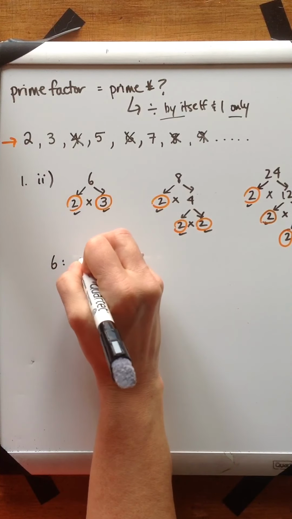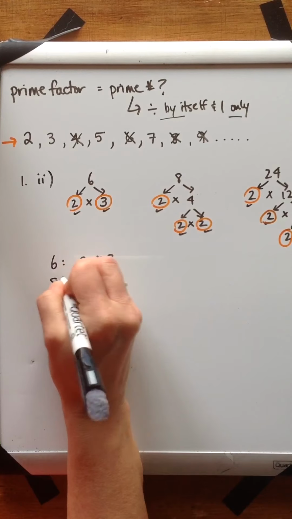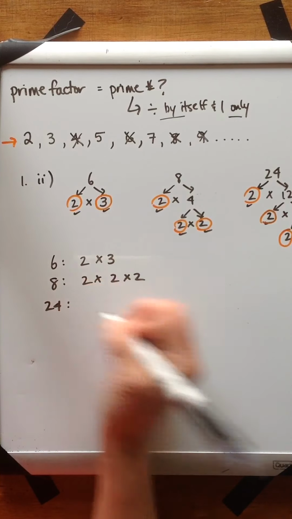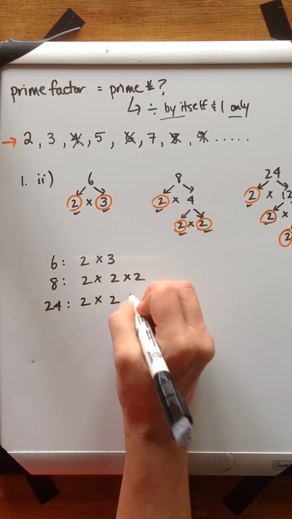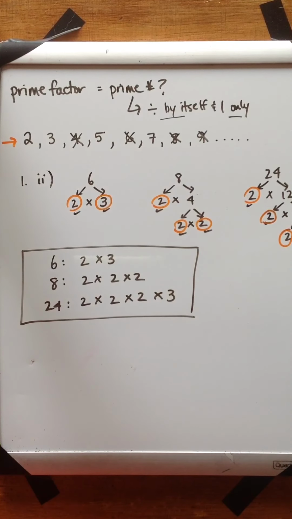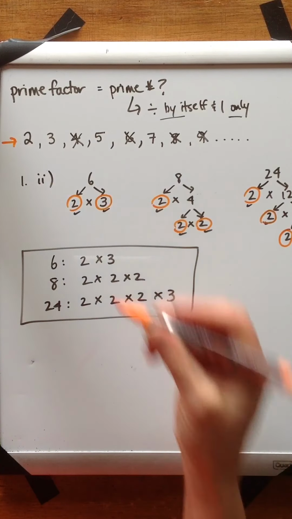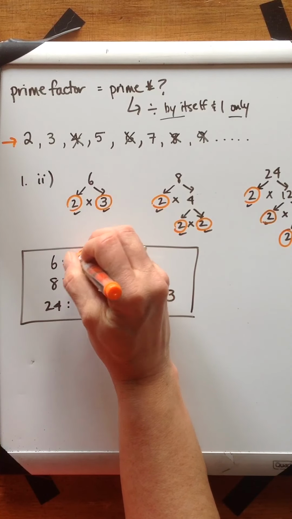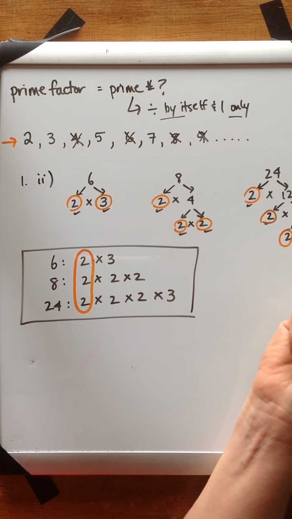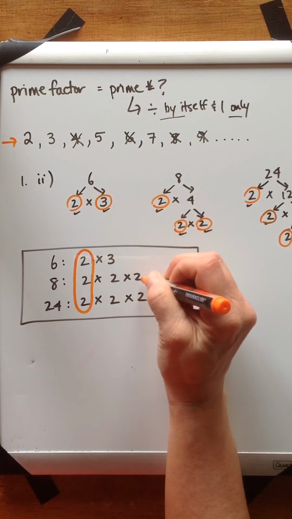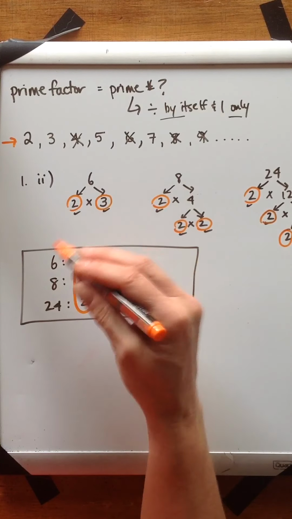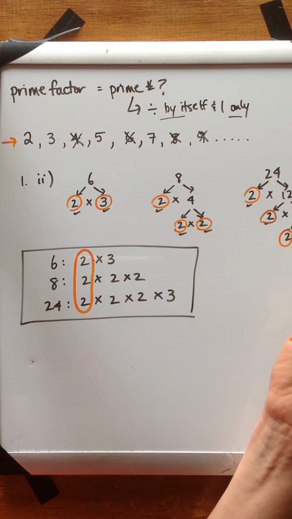So 6 can be written as 2 times 3. 8 can be written as 2 times 2 times 2. And 24 can be written as 2 times 2 times 2 times 3. Okay, let's compare now and see how many prime factors 6, 8, and 24 have in common. Well, they all have a 2. And after that, the comparison stops. These two have a 3, but this one doesn't. And these two have a pair of 2's, but this one doesn't. And so we're looking for the greatest common factor for all 3 of them.